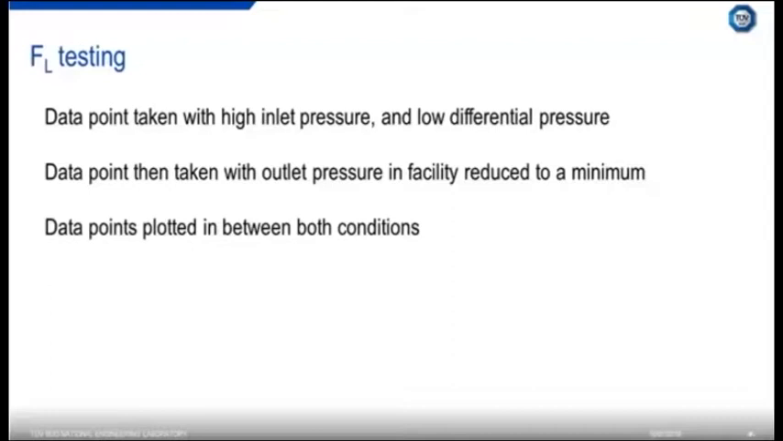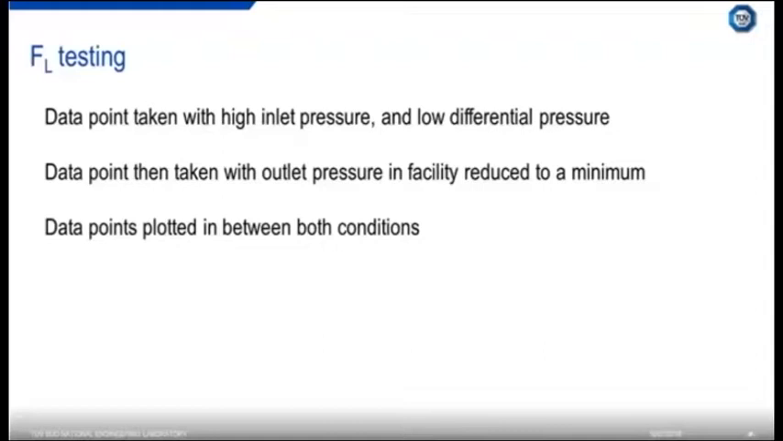You then take another data point at the complete opposite extreme. So you're trying to basically choke the flow, induce as much cavitation as you can physically do within the test facility. The way that's done in the NEL facility is our facility control valves downstream are fully open.